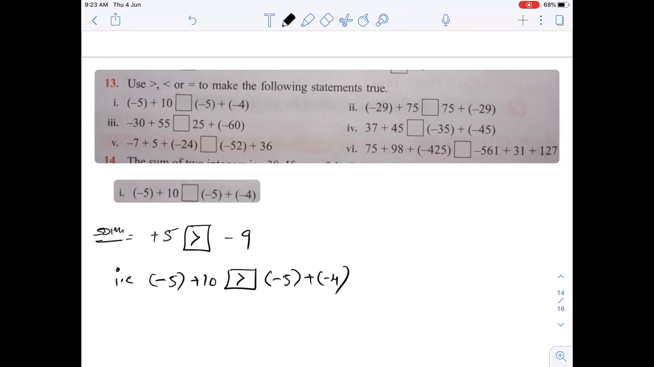Okay, in this way you have to solve the remaining examples. Hope you can easily solve all these examples. So this much is enough for today. Thank you, have a nice day.